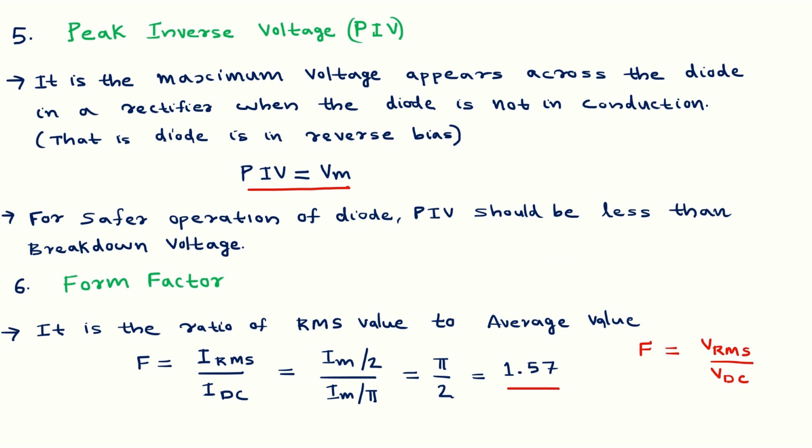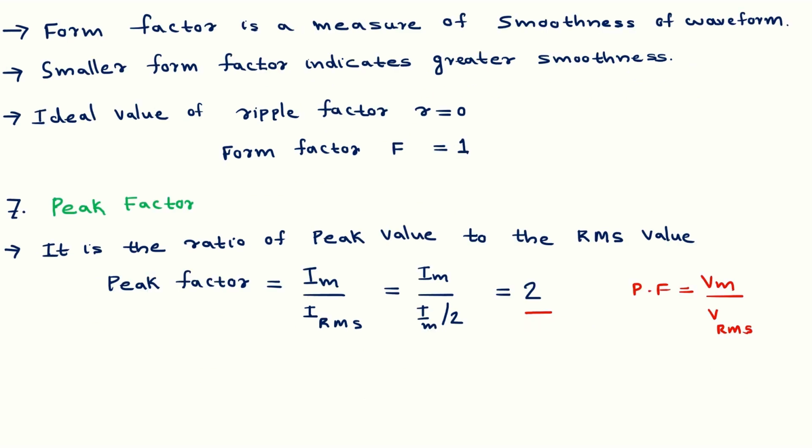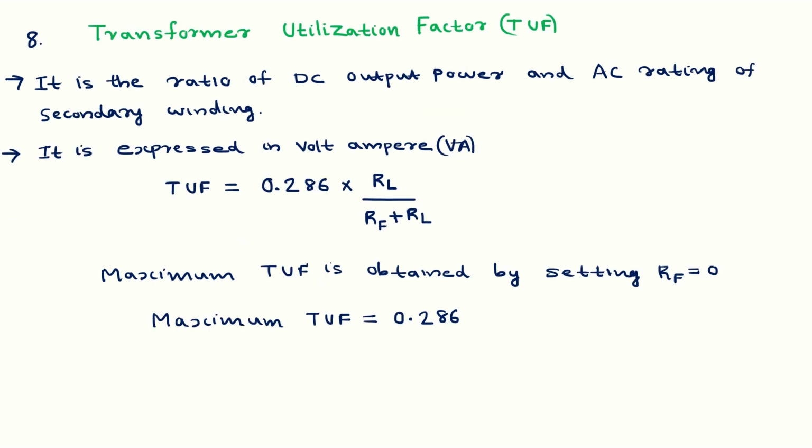The form factor of a half wave rectifier is 1.57. Don't confuse the form factor and the peak factor. Form factor is the ratio of RMS to average value. And the peak factor is the ratio of peak value, that means maximum value, to the RMS value, which is 2.